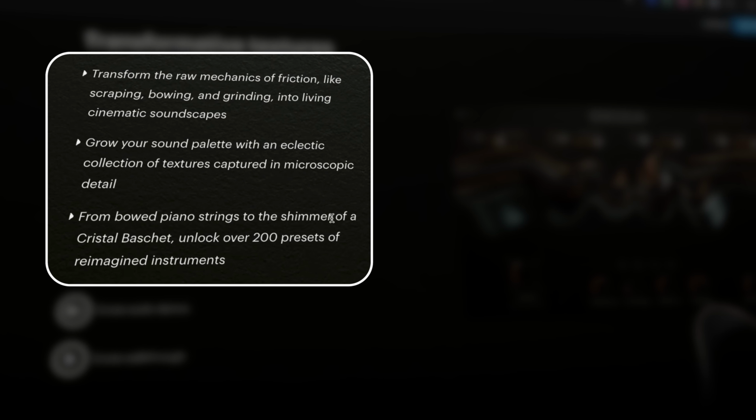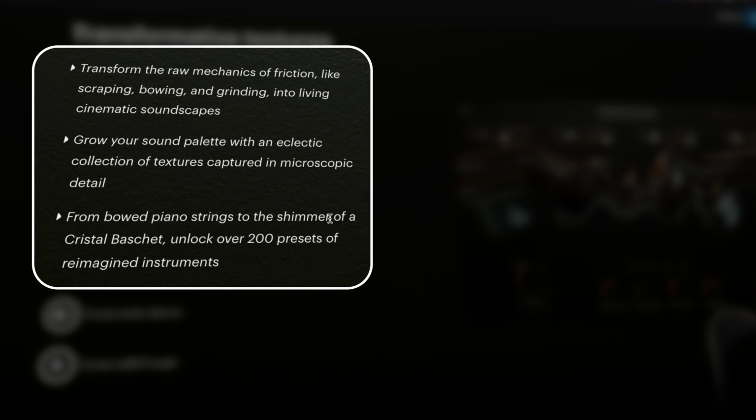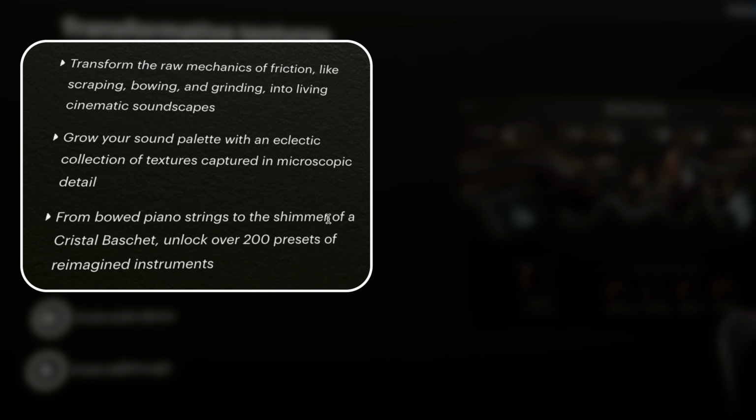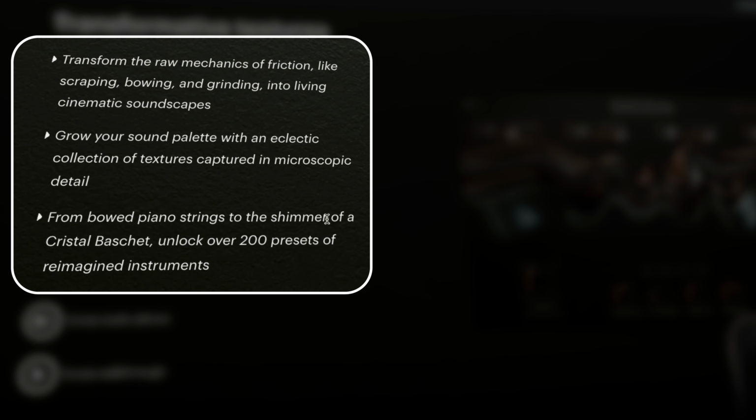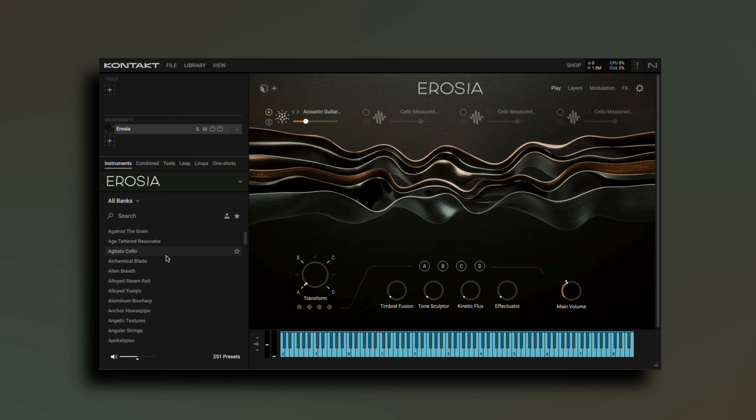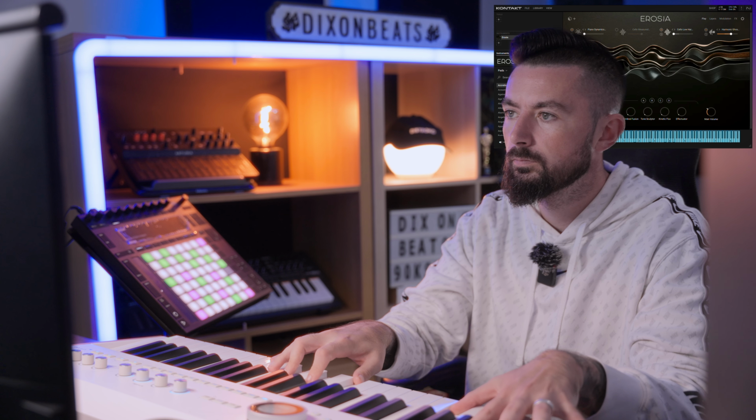This is transformative textures. Transform the raw mechanics of friction like scraping, bowing, and grinding into living cinematic soundscapes. So this will look like inside of Kontakt. Comes with a ton of presets here on the left hand side. Comes with sections as well, like atmospheres, drones, pads, etc, etc. Let's check out pads.